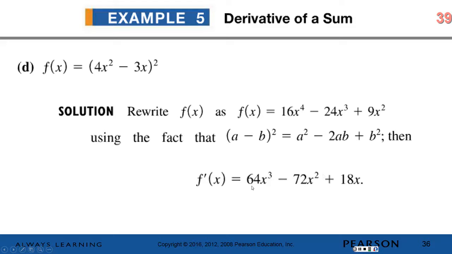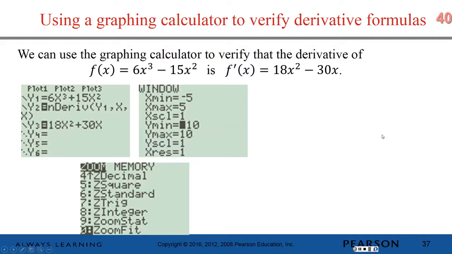Oh, I'm sorry. I stood right there and told you to take the derivative of the derivative. 4 times 16 is 64x to the 3rd, and 3 times negative 24 is negative 72x squared, and 2 times 9 is 18x. Okay? So again, just taking the derivative of each term and adding and subtracting is whatever the function tells you to do. Now, this is going to be the first place that I'm going to point out to you that your calculator will be helpful.